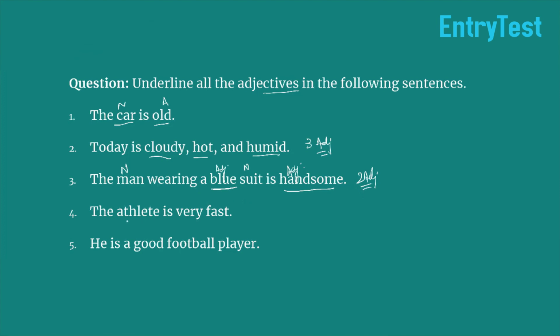Next, the athlete is very fast. So this is an easy one. Fast is my adjective because it is describing athlete. He is a good football player. Okay, so here good is describing the football player. So friends, you can see that adjectives can come before a noun and they can also come after a noun. Okay, moving forward again.